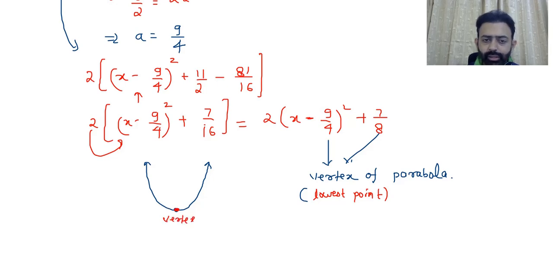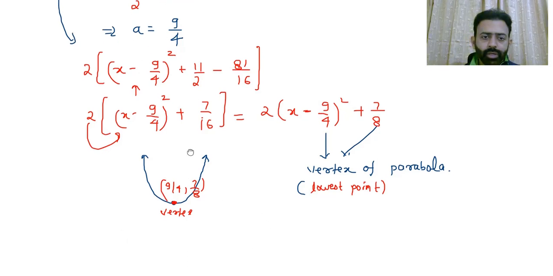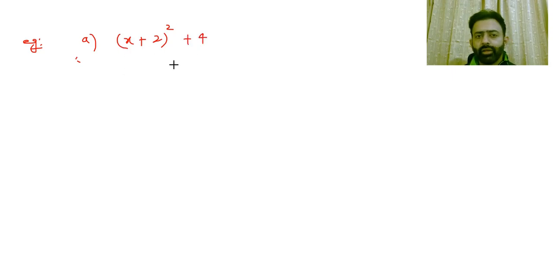So this coordinate, the x coordinate will be 9 by 4 and y coordinate will be 7 by 8, right? Had it been plus 9 by 4... okay, let us do one exercise example. a(x + 2)² + 4. So what are the vertex coordinates for this parabola?